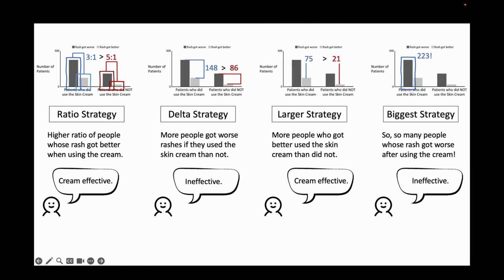Among these 4 strategies, 2 of them lead to one answer, that the cream is effective. 2 of them lead to the other answer, that the skin cream is ineffective. But there is only one correct answer, and one logical correct strategy to reason with this question, which is the ratio strategy. But do note that the incorrect larger strategy also leads to the correct answer.